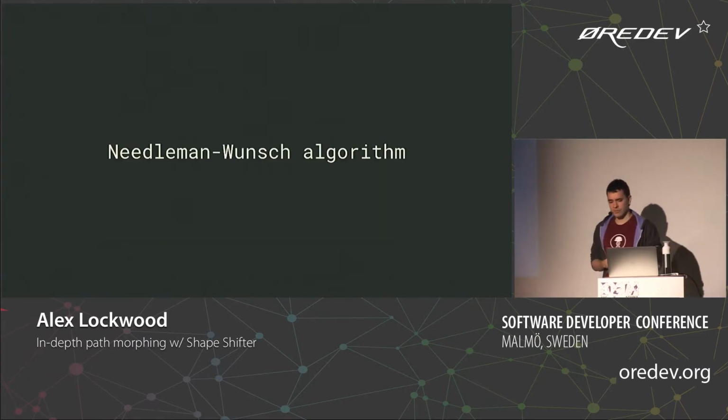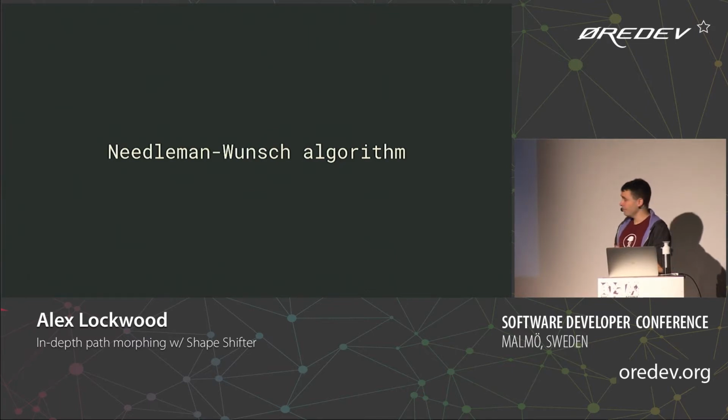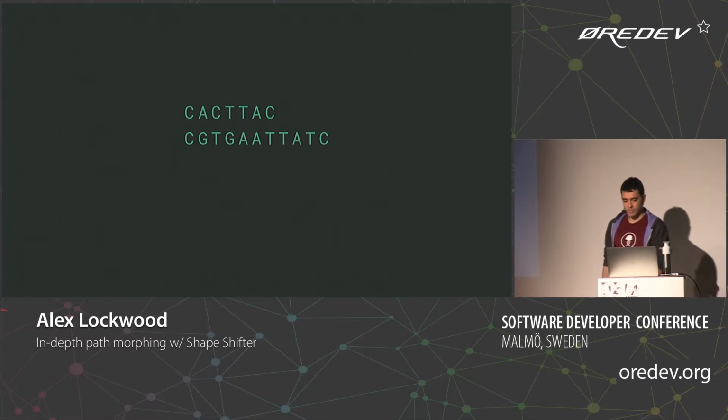So I went back to the drawing board, in search of a more intelligent way to automate these path morphing animations. And I remembered something from college called the Needleman-Wunsch algorithm, which is a dynamic programming algorithm used in molecular biology to align DNA sequences. I know that sounds totally random, but I promise it will make sense.